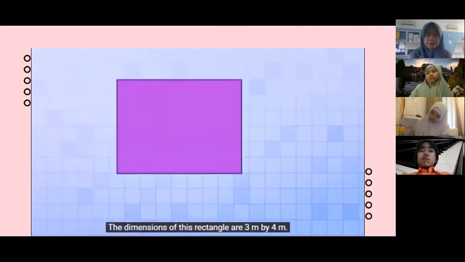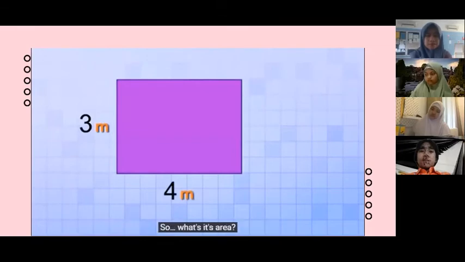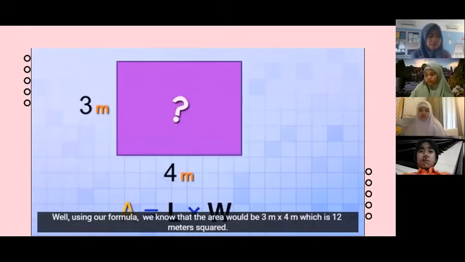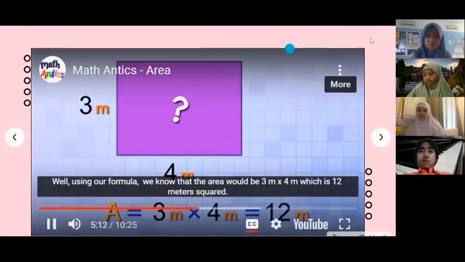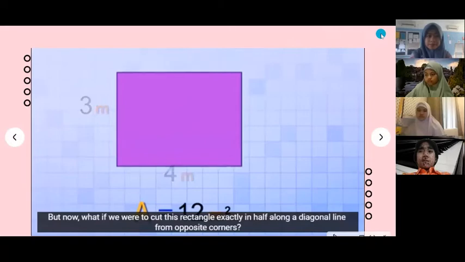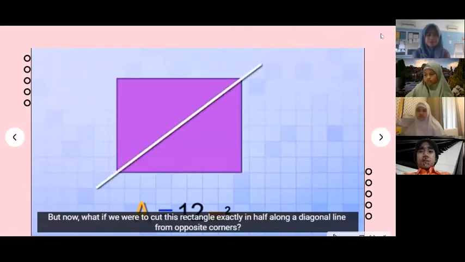The dimensions of this rectangle are 3 meters by 4 meters. So, what's its area? Well, using our formula, we know that the area would be 3 meters times 4 meters, which is 12 meters squared. But now, what if we were to cut this rectangle exactly in half along a diagonal line from opposite corners?